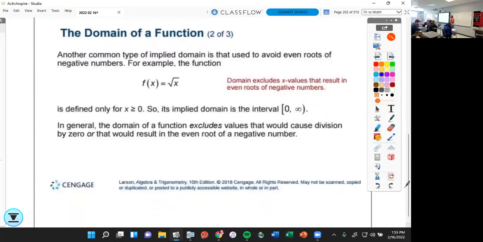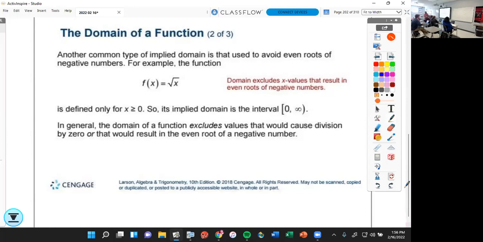The second problem we have is radicals. We're not gonna go imaginary though. Let's stay in the real world for a while now. What can you not take the square root of? You cannot take the square root of a negative number.